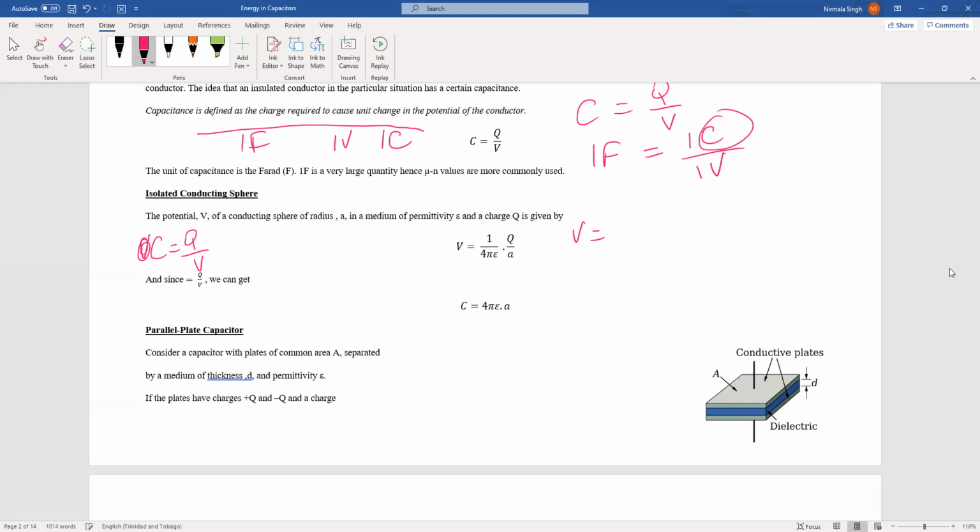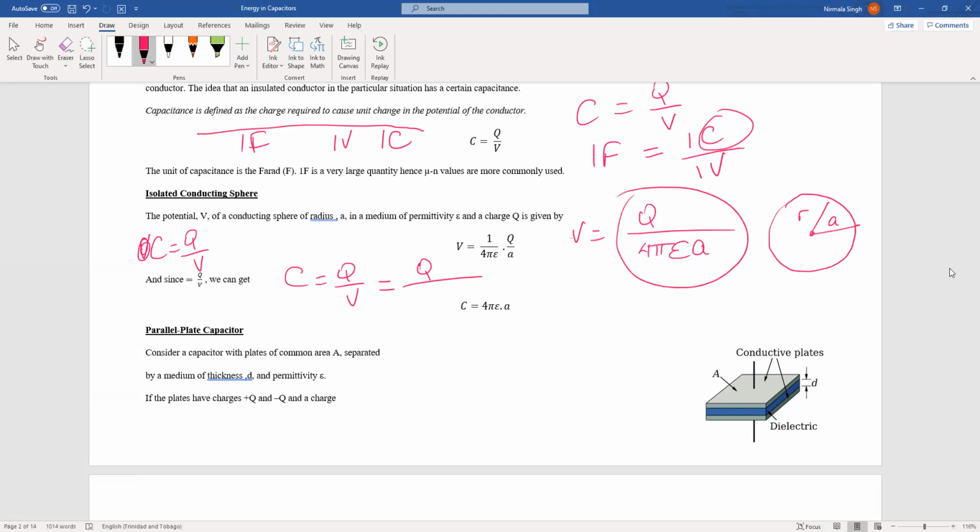So, we know that V, which we just did in charges, is equal to Q over 4 pi epsilon A. In this case, A will be your radius. It's the same thing, if you have R and A, it's the same thing. We're going to take this V and substitute it into the equation C equals Q over V. So you're going to get Q divided by this whole term.